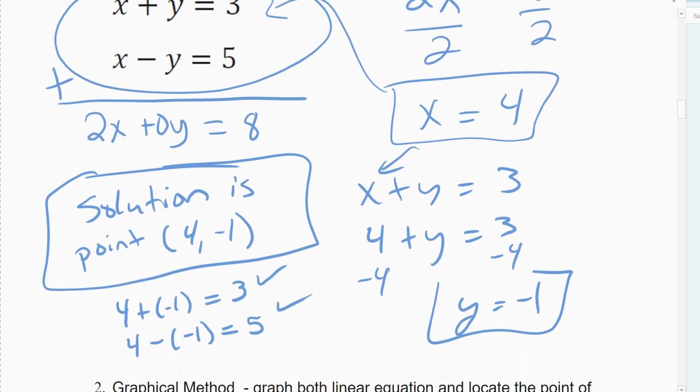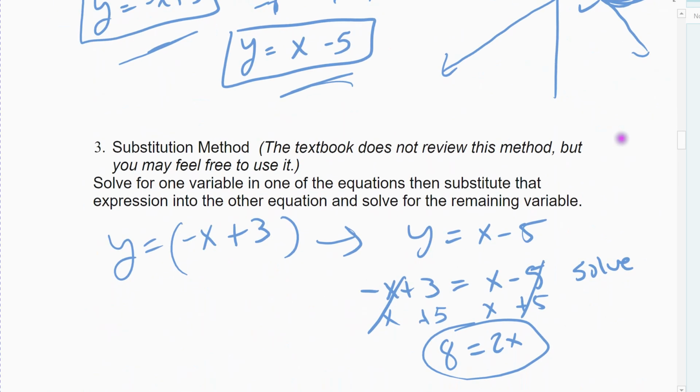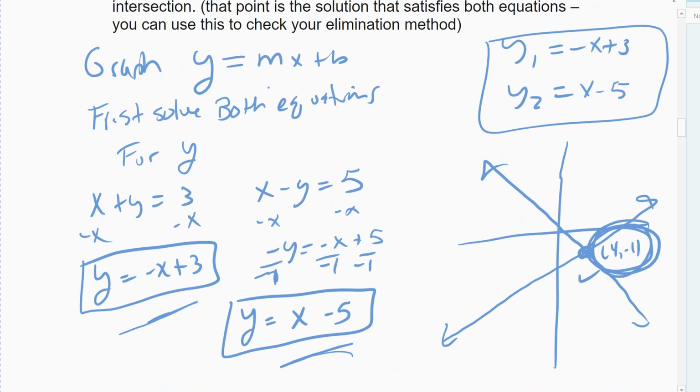All right, so that's the substitution method, which, like I said, the book doesn't cover, but if you remember it and you want to use it, it's a perfectly good method. Graphing is also fine, too. The only catch with the graphing is you always have to set it in the form y equals mx plus b, but again, you could solve it graphically too if you wanted to.